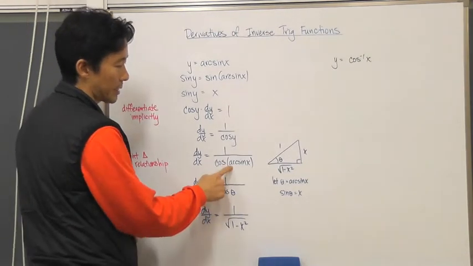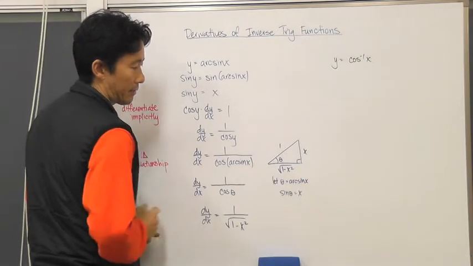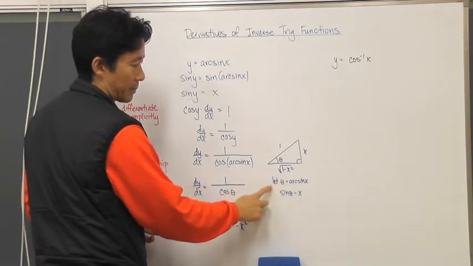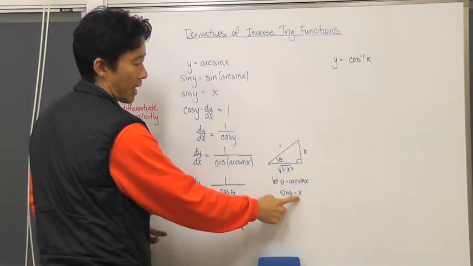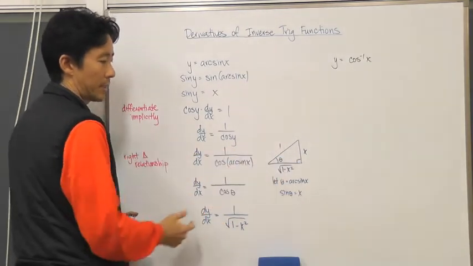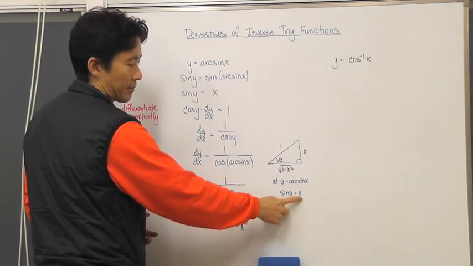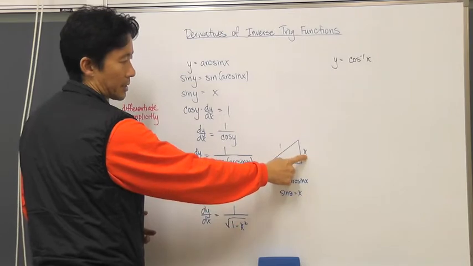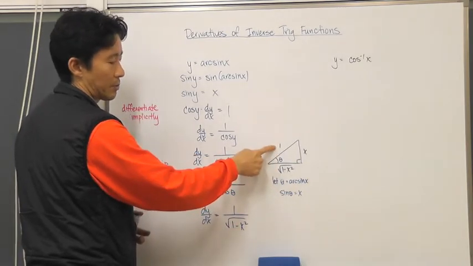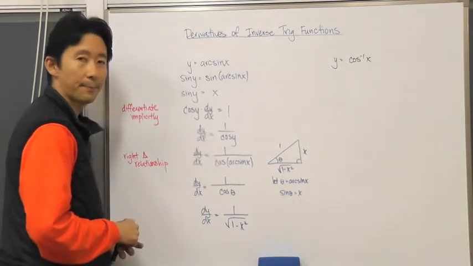So we know that this is an angle theta. We'll let theta be equal to the arc sine of x. If we take the sine of both sides, we know that the sine of theta is equal to x. This generates this triangle here, because the sine of theta is going to be x over 1. So the opposite side is x, the hypotenuse is 1. That means the adjacent side has to be the square root of 1 minus x squared.